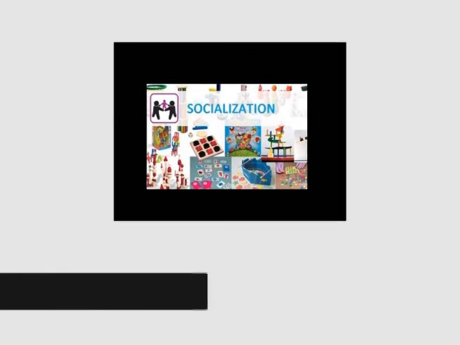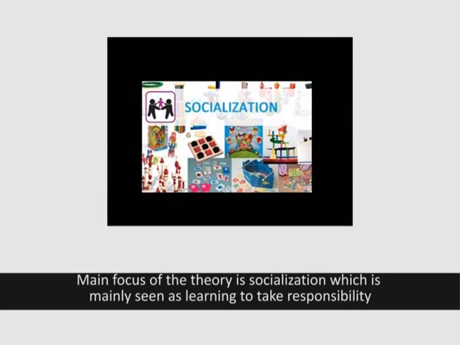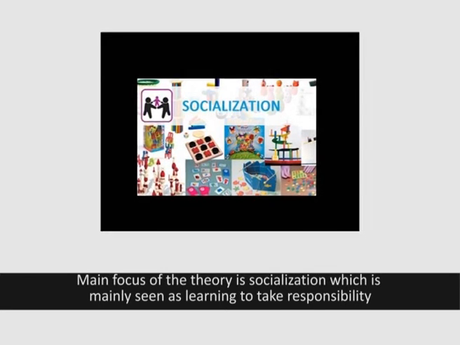The main focus of this theory is socialization, which is mainly seen as learning to take responsibility. What is mainly relevant is anticipatory socialization. Transition to the subsequent stages should be easily accomplished by rehearsing the roles at various stages of socialization. A young individual will be able to choose from a limited range of occupations if he or she knows about the role prescriptions of different occupations.